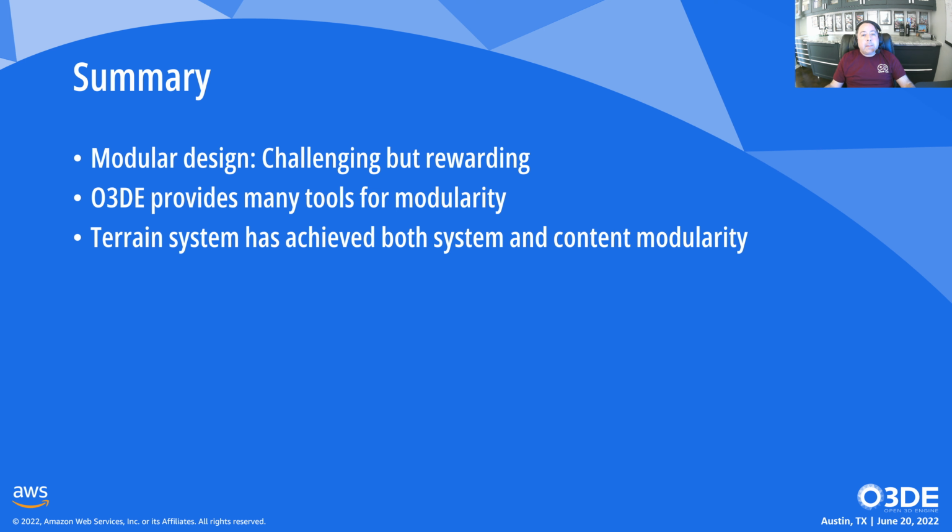So, in summary, it can be more difficult to design for modularity. It takes more thought and care in the design, and it takes longer to build, but at the end, it provides immense payoff and flexibility. O3DE as an engine gives us a lot of different tools to make modular design easier: Gems, components, interfaces, events, and the behavior context. By using all of these tools, we were able to build a terrain system that achieved both system modularity and content modularity.